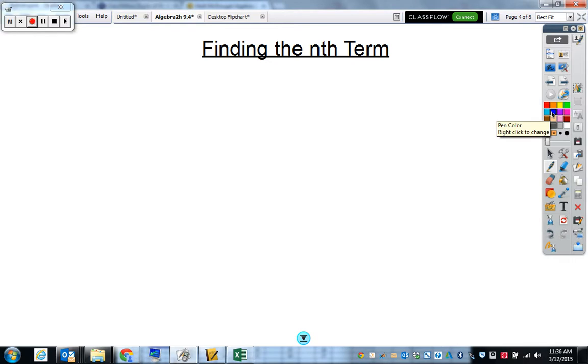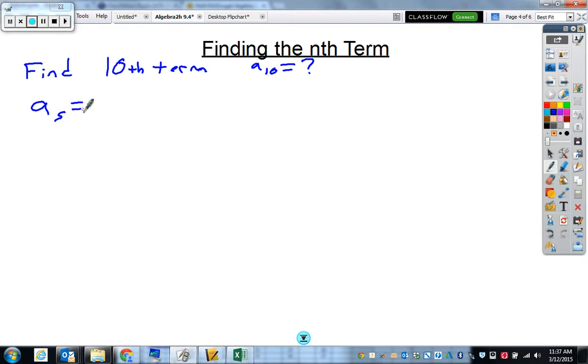Alright, so next we're still finding a given term, but instead of them giving us the first 5 terms, they're only going to give us 2 terms, okay? So we're trying to find the 10th term, which is a sub 10. And we are given that a sub 5 equals 96, and a sub 7 equals 384.